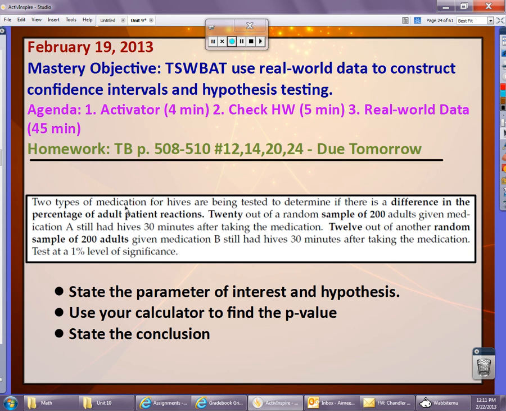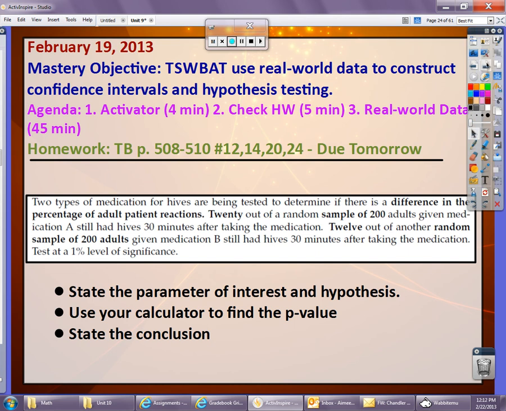So in this problem, two types of medications for hives are being tested to determine if there is a difference in the percentage of adult patients' reactions, 20 out of 200, and then 12 out of another 200. You're testing at a 1% level of significance. So you need to make sure that you state the parameter of interest and the hypothesis. This is just a general hypothesis test without all of the warm-up steps that we did.